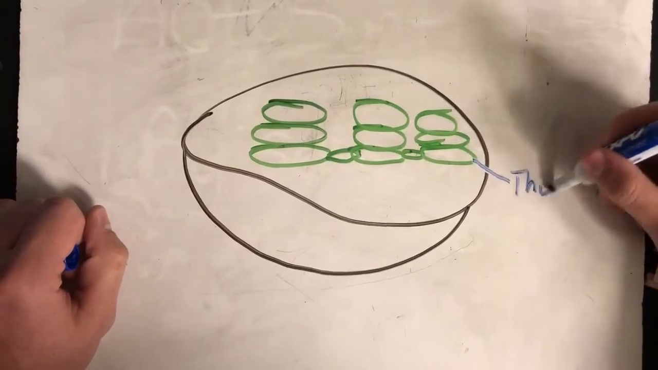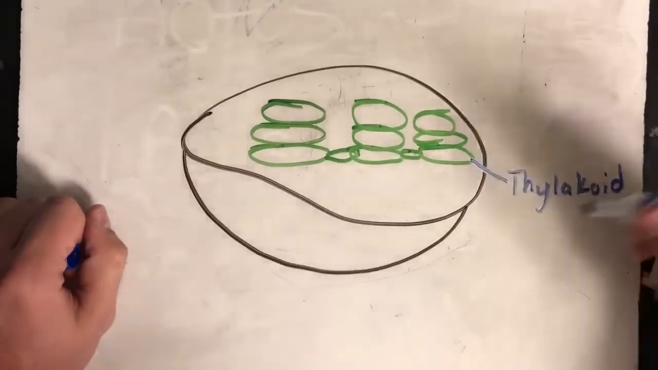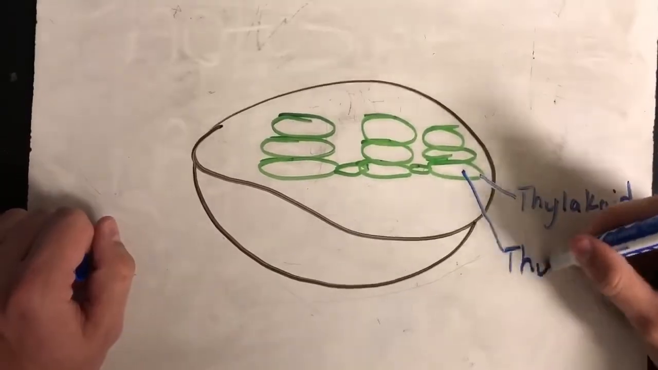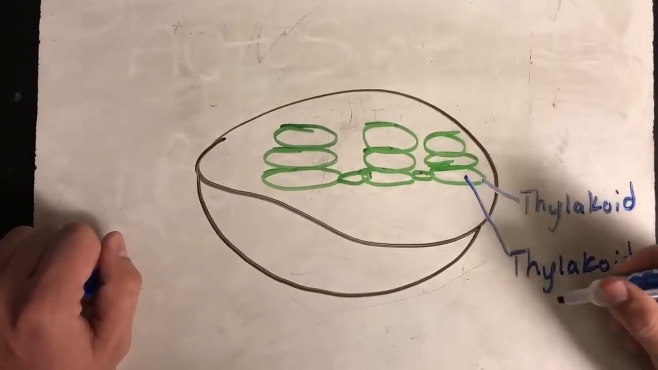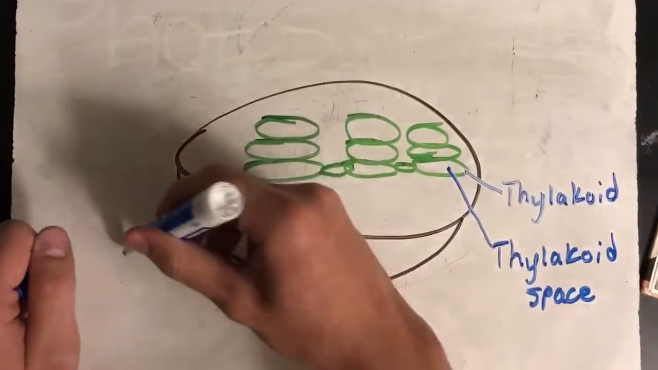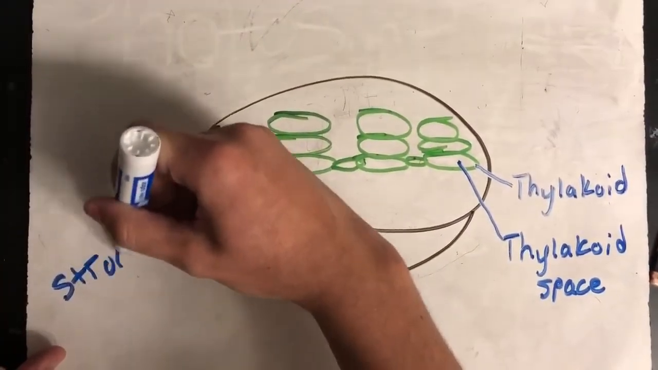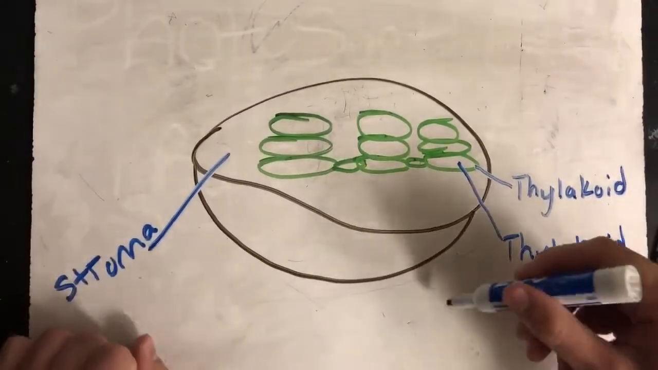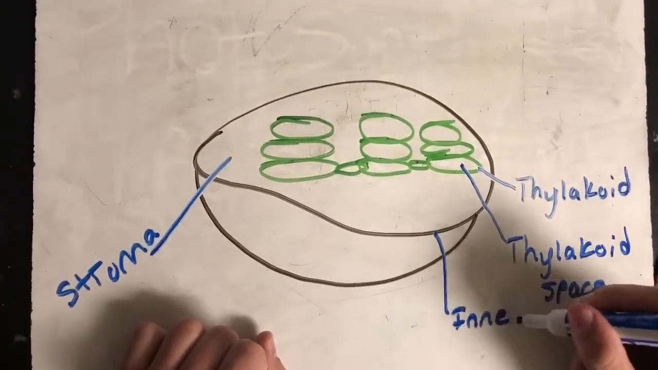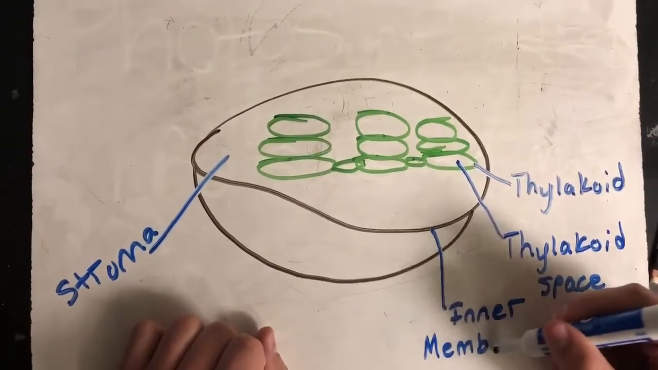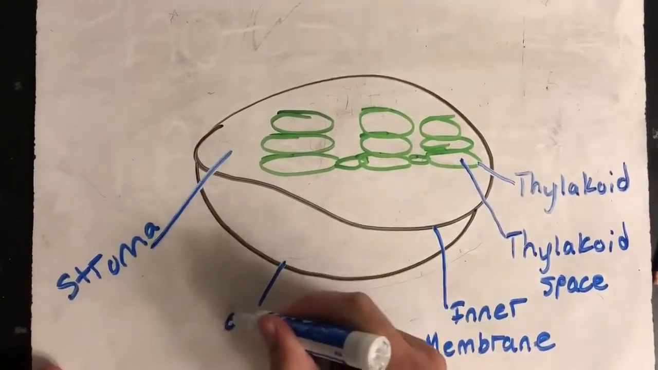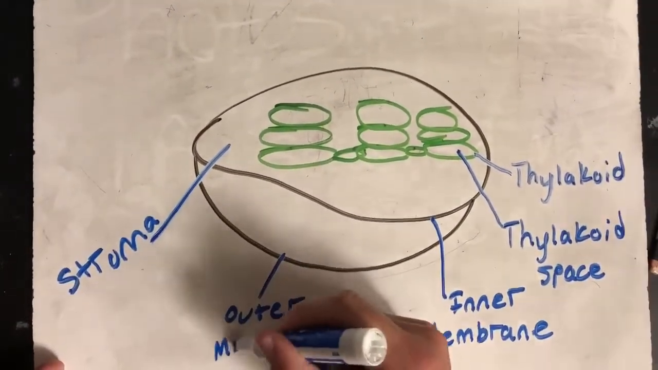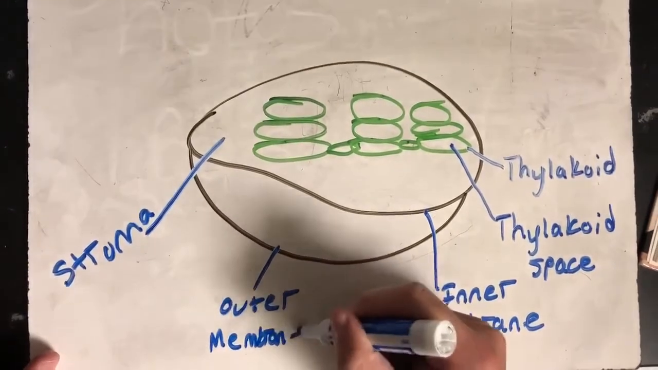Here we have a chloroplast, and we will be naming the structures. Each individual circle of green is known as a thylakoid. Within the thylakoid is the thylakoid space, in which the electron transport chain takes place. Outside of the thylakoid is the stroma, where there is the proton gradient and the Calvin cycle.